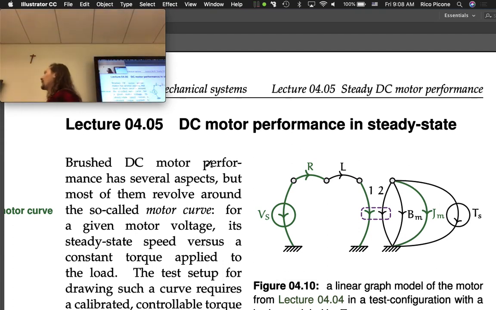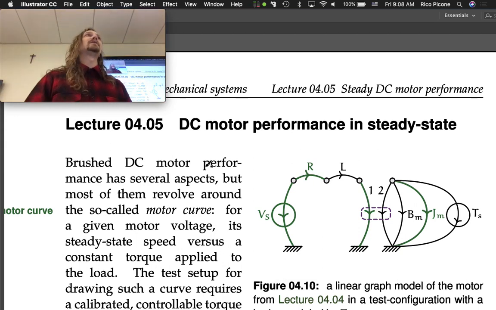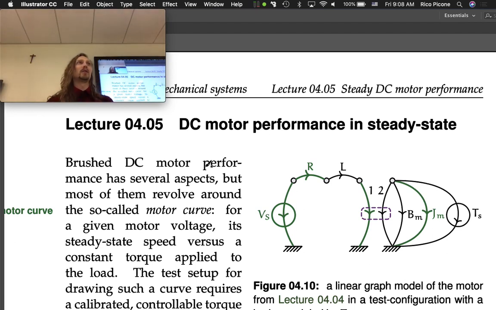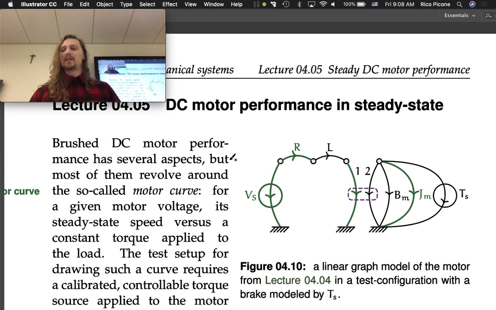So lecture 4.5, DC motor performance in steady state, which is actually the way that most people think about motor performance. We'll do some analysis and derive motor curves in this lecture, which is the way that most people think about DC motor performance, or actually any motor performance, really.